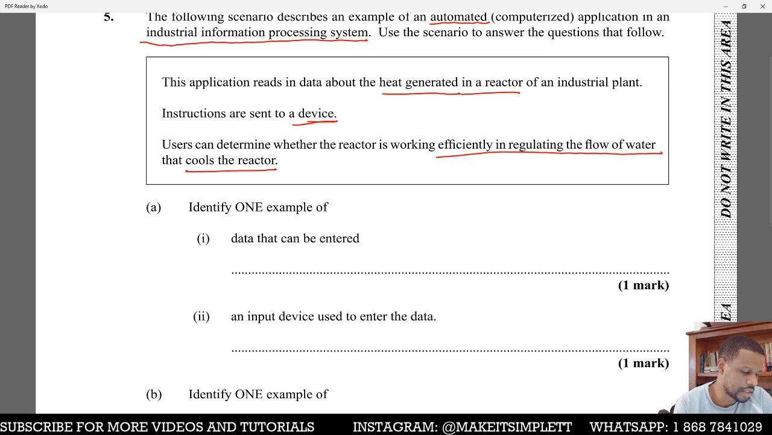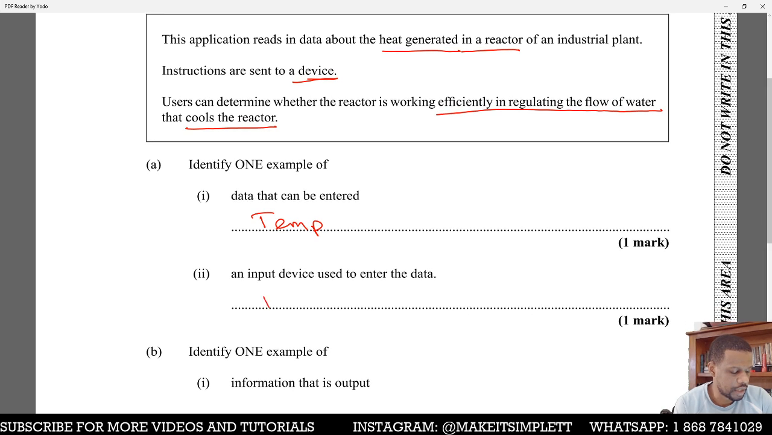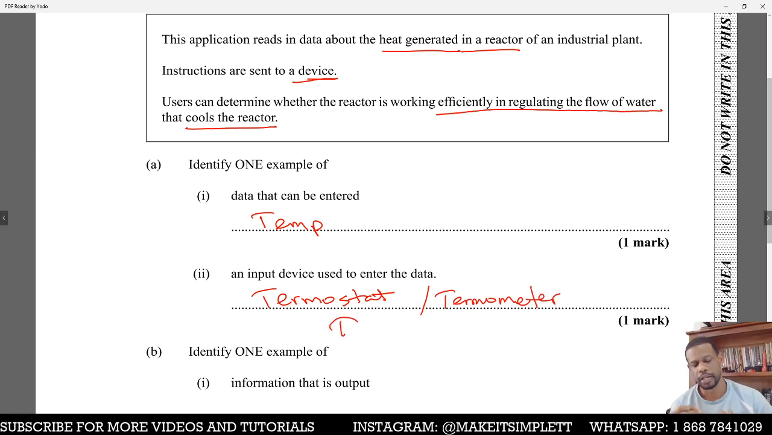So the data that could be entered will be temperature. Yeah, Anjali, you're good. Okay, good. An input device to enter the data will be a thermostat, or you could get a thermometer. The thermostat is the actual kind of IT device, but I don't know if they'll expect you to know exactly what a thermostat is. Probably if you do chemistry and physics, you might know what a thermostat is. But you might just put a thermometer because you know how it is. That's how you measure your body temperature.